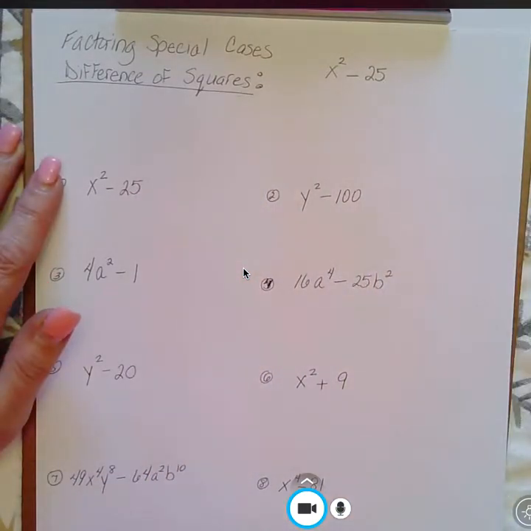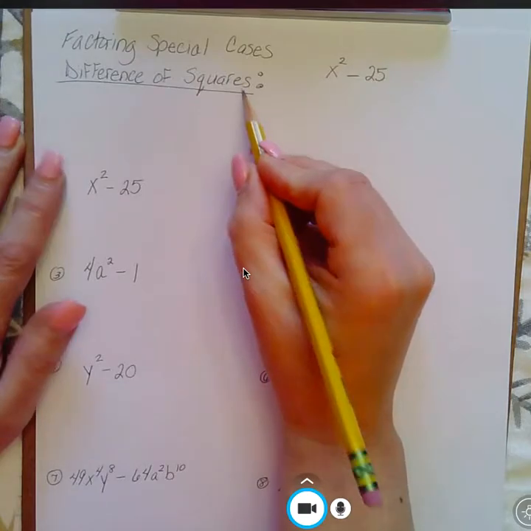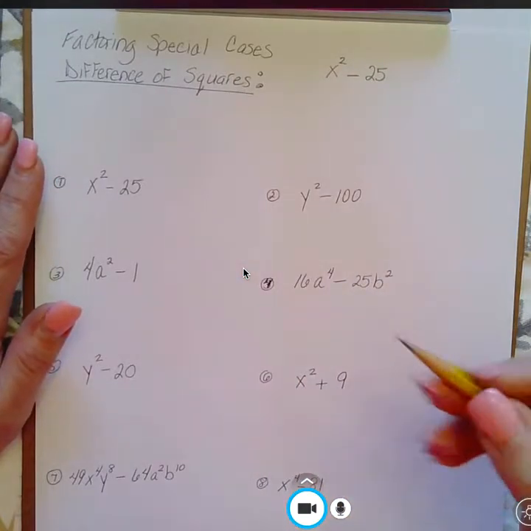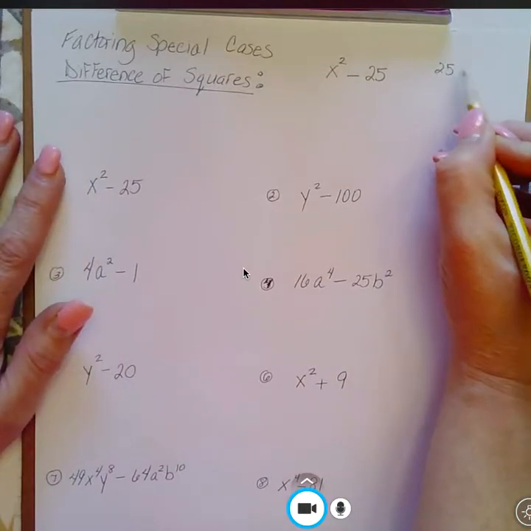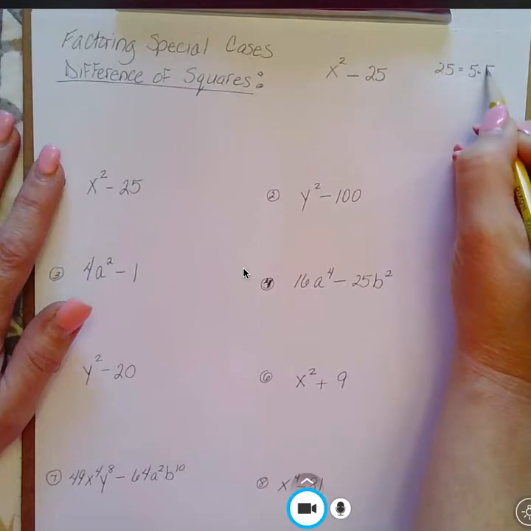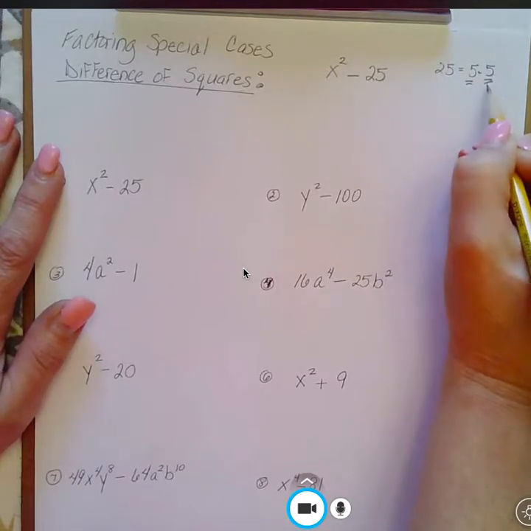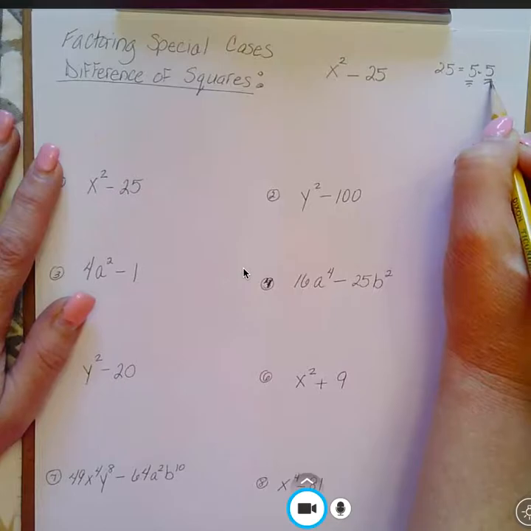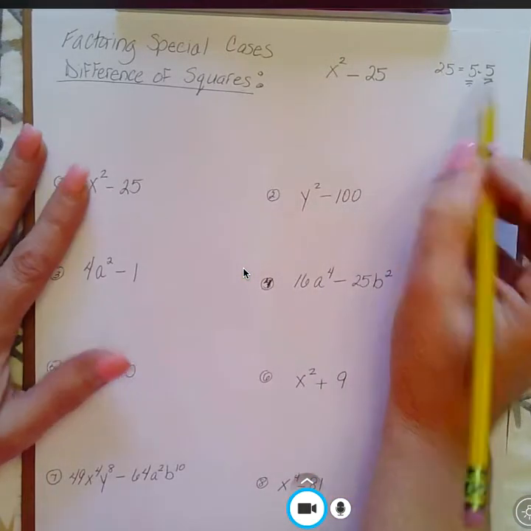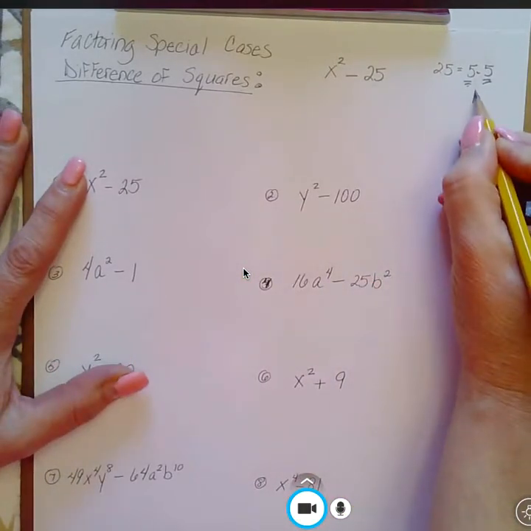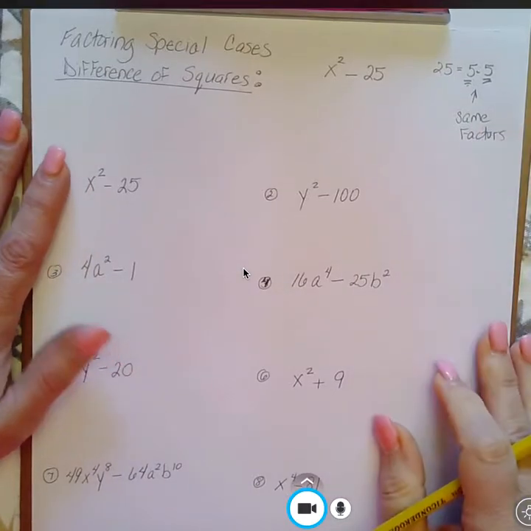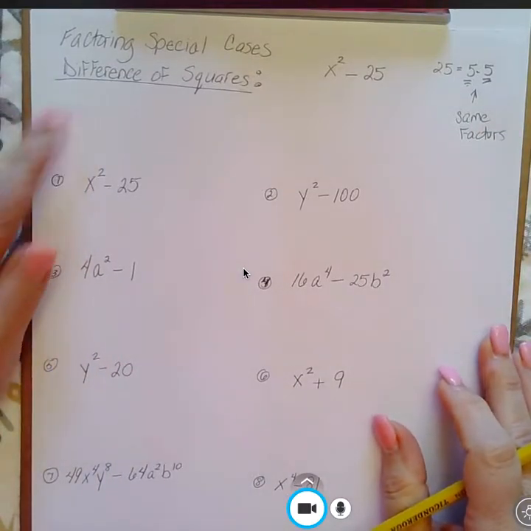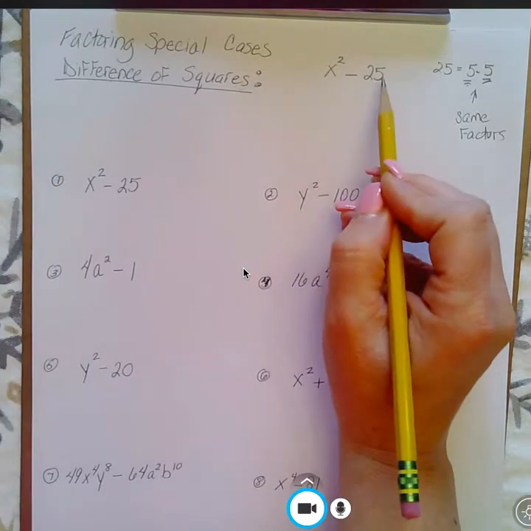Now remember, a square or a perfect square is one of those numbers that you find when you multiply a number times itself, like 25. 25 is equal to 5 times 5. So we have two of the same factors that will give you 25, and that's what makes it a perfect square. So remember, the whole thing is that we have two of the same factors. So for a difference of squares, that means we're going to have the same factors here.